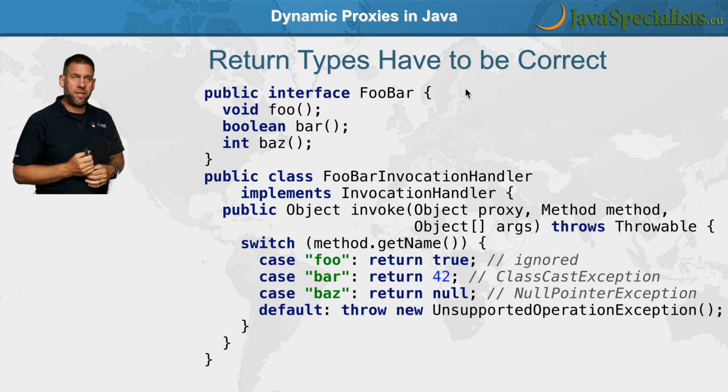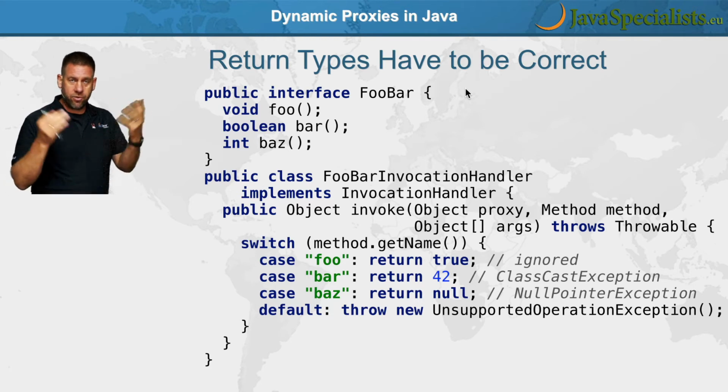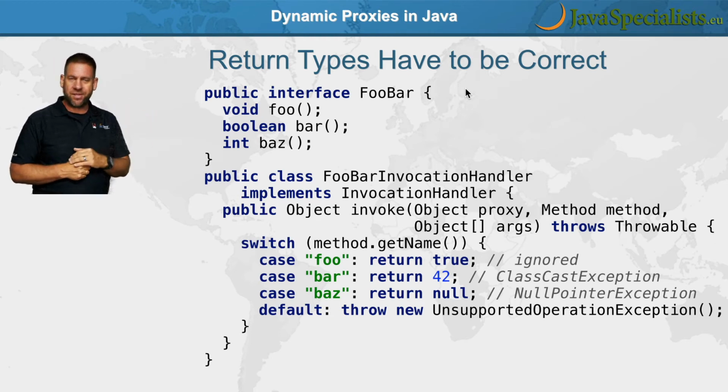Also, the return types need to match the method signature. So if I've got void, I can return anything, but if it's a primitive, it has to be that type. It can't be null. And if it's not a primitive, it has to be the correct type, because there's going to be some casting happening inside the proxy class, and that's going to give a ClassCastException if it's wrong.